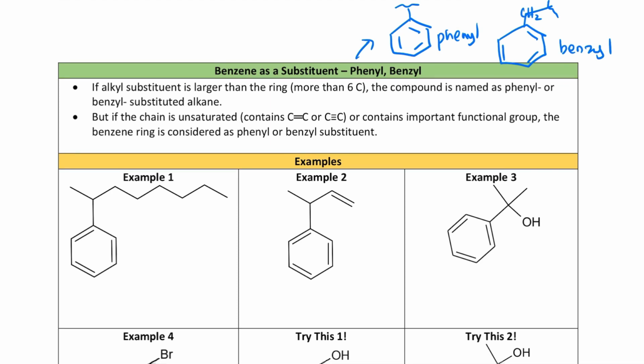Okay, point kedua, but if the chain is unsaturated, that means contain double bond or triple bond, or contain important functional group, the benzene ring is considered a phenyl or benzyl substituent. Kiranya tadi kita kata chain tu panjang daripada benzene, then dia akan jadi parent lah. Okay, yang chain luar daripada benzene tu akan jadi parent. But ada keadaan di mana mungkin chain tu pendek daripada benzene, tapi since dia ada important functional group seperti carbon-carbon double bond atau carbon-carbon triple bond atau functional group yang lain yang lebih penting daripada benzene ring, so kita akan consider benzene ring tu sebagai substituent. Okay. Alright, so kita tengok keadaan.